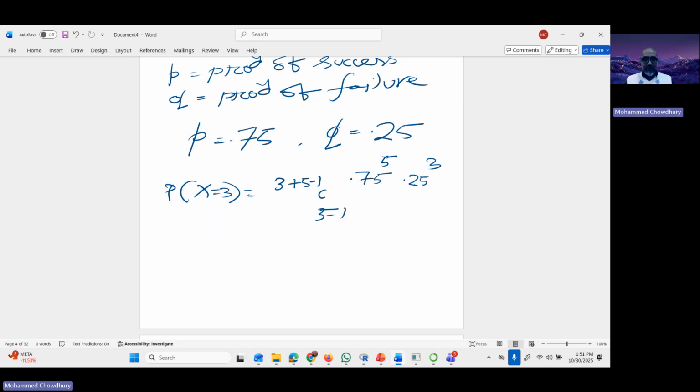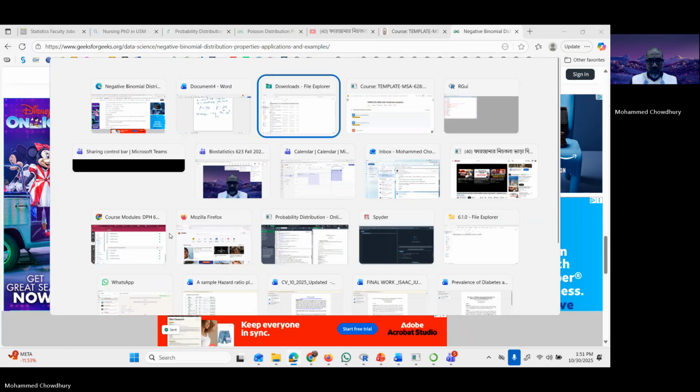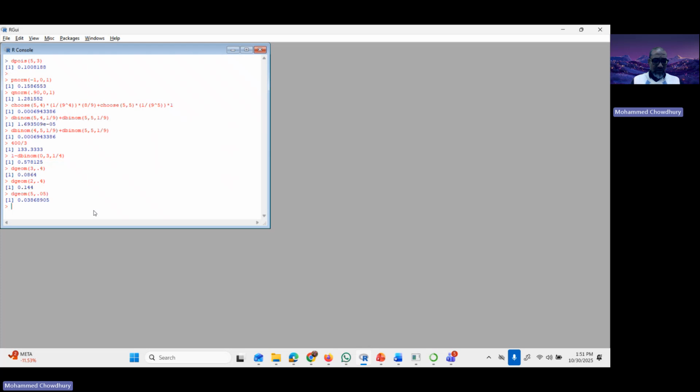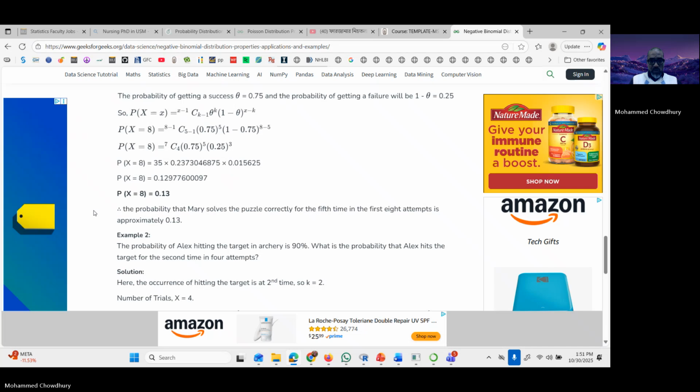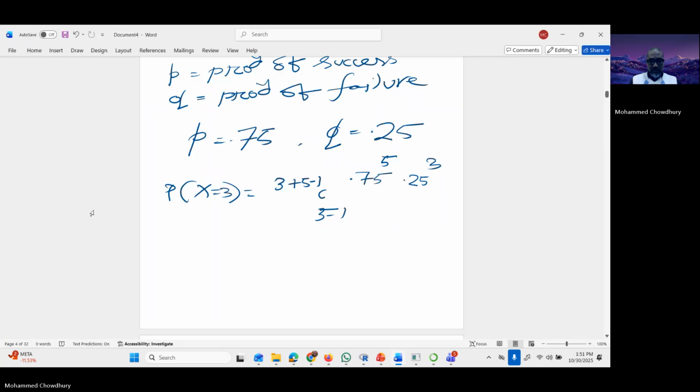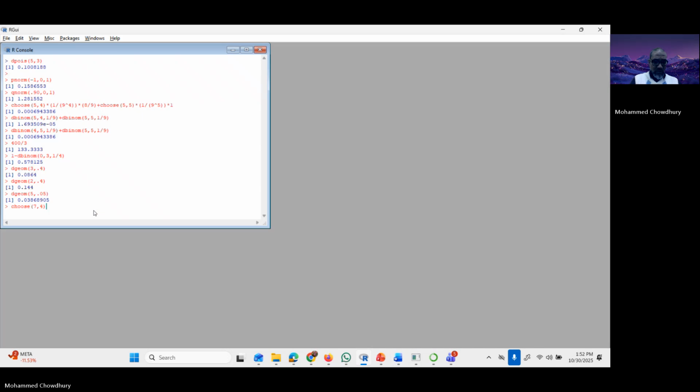Okay, so now if we want to solve this, it comes to 8 minus 1, that is 7, choose 4, 7 choose 4, times 0.75 to the power 5.